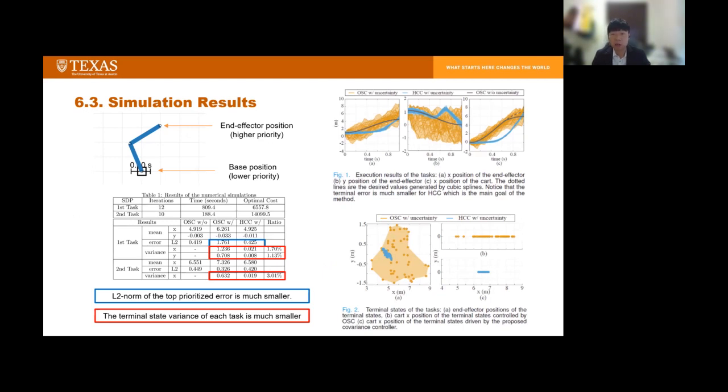The simulation results are shown in figure 1 and 2, and we compare the result with operational space control. The operational space control and hierarchical covariance control are represented in orange color and blue color, respectively, in the graph. With the same level of uncertainty, the proposed hierarchical covariance control results in much less L2 norm error and terminal state covariance, of course, compared with the result of the operational space controller.